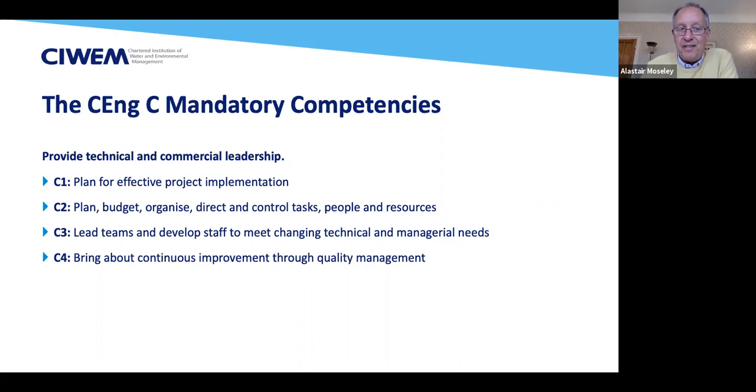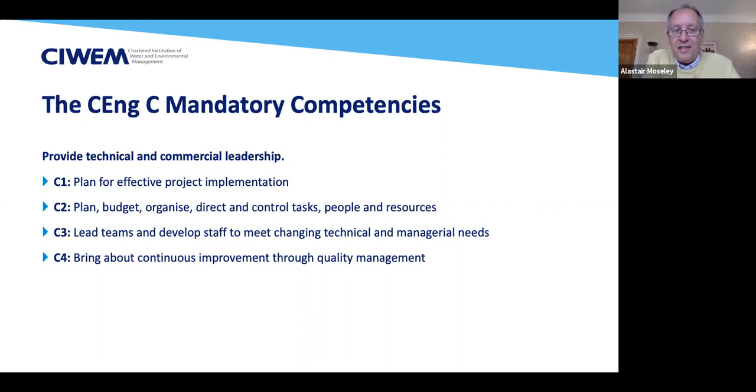So just taking a quick look at the chartered engineer competencies now. Again, they are about doing the day job and being effective in your work. So the C1 competencies are planning for effective project implementation. They will be really looking for a good understanding of programming here, understanding Gantt charts, resource management, critical paths, all that sort of thing. So these are good things to have in your C1 answer.